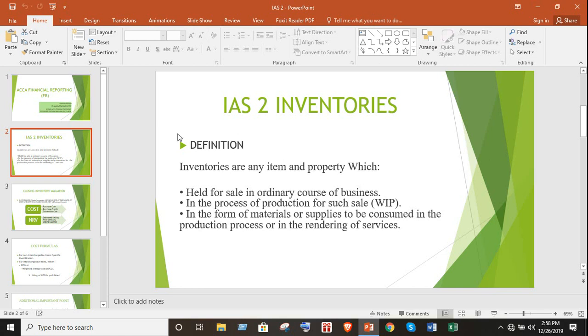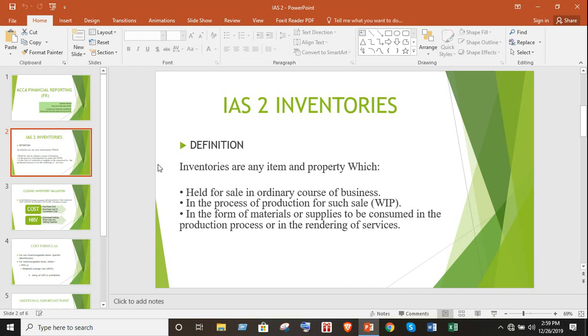So guys, see, inventories are items or property that are held by a business to resell in the ordinary course of business. That means any item held by a business for the ordinary course of business is known as inventory. It might be in different forms. It might be work in progress, raw materials, or finished goods that are actually held by the business for resale.